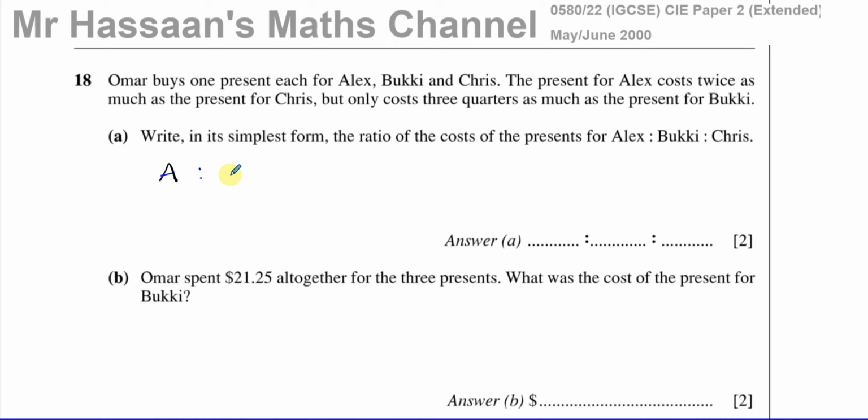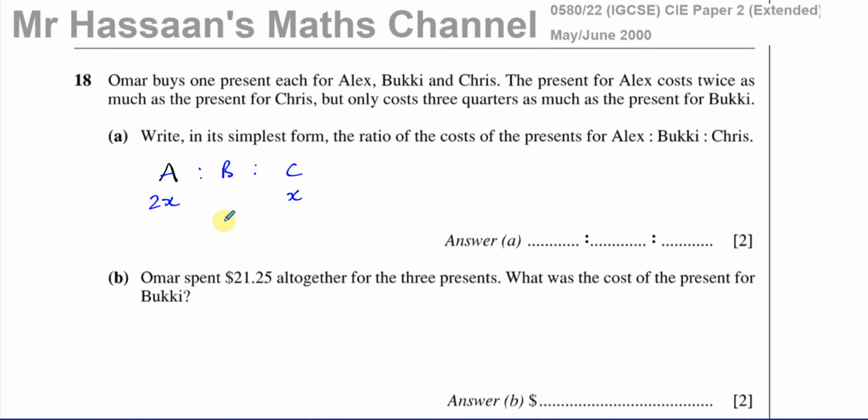So you have Alex, and you have Bookie, and you have Chris, A, B, C. The present for Alex costs twice as much as a present for Chris. As they've started with this statement in this way, I'll do the same thing. Chris's present costs less than Alex's present, so I'm going to put X for Chris's present. Therefore, Alex's present is 2X. It's twice as much as Chris's present.